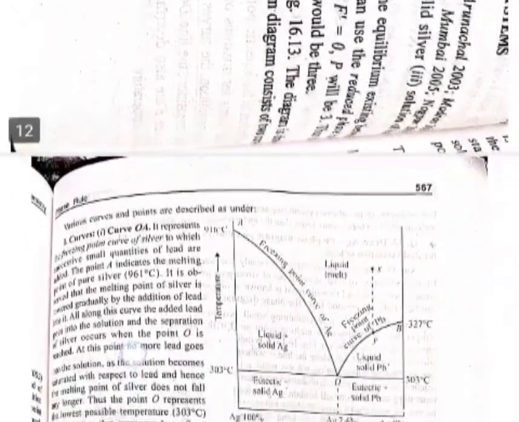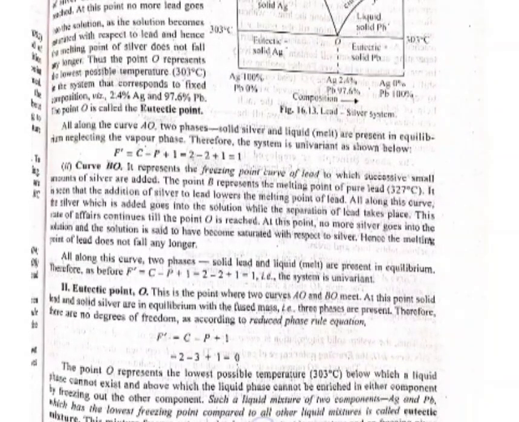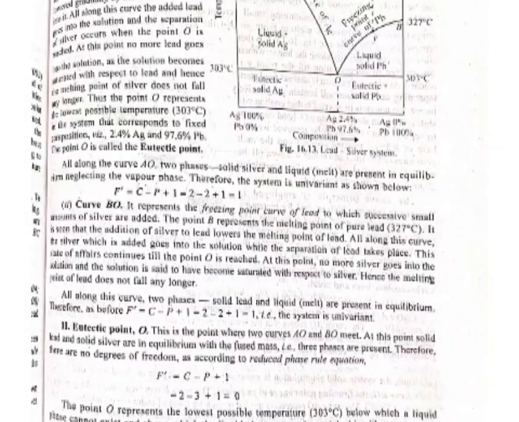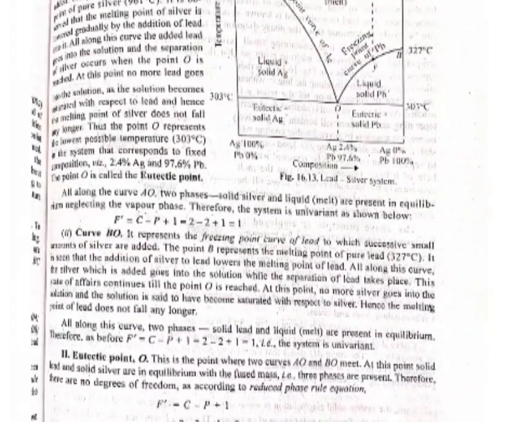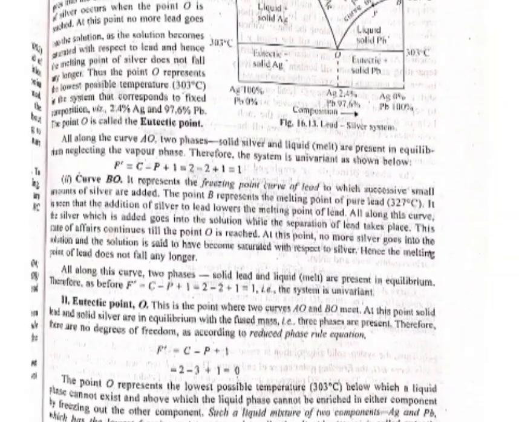The diagram consists of curves OA, OB and OP, with intersection at point O. Various curves and points are described. The curve OA represents the freezing point curve of silver to which successive small quantities of lead are added. The point A indicates the melting point of pure silver, 961 degrees Celsius. It is observed that the melting point of silver is lowered gradually by the addition of lead into it.